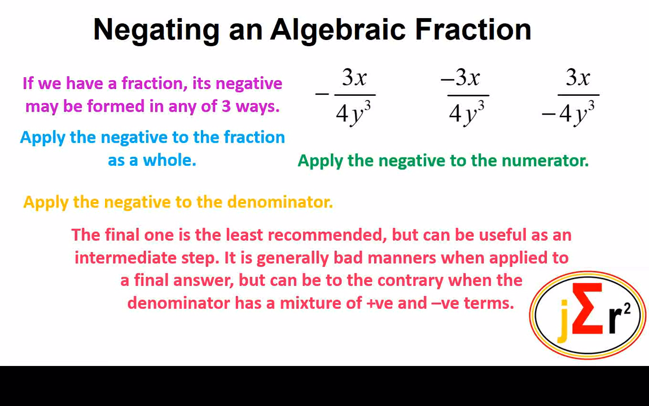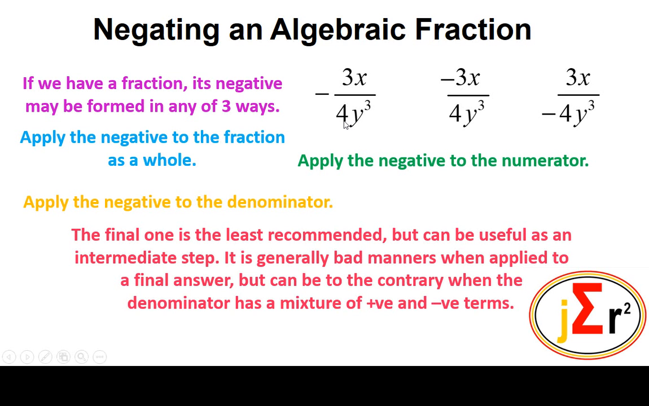So if you have an intermediate step that has a negative in the denominator and you are going to finish up the solution of the problem, rewrite this expression with the negative sign applied to the entire fraction or to the numerator. They will mean the same thing, but these are more appropriate.